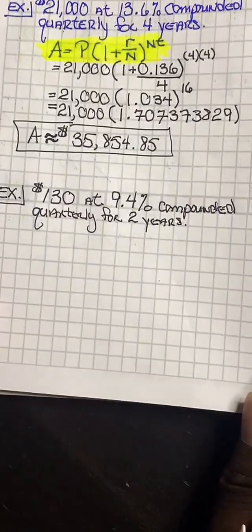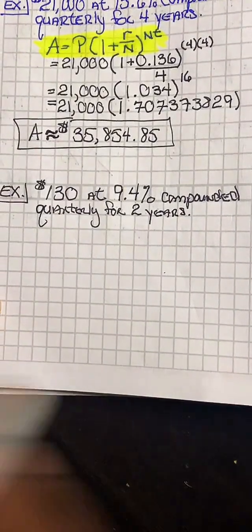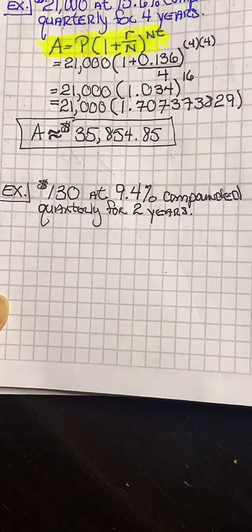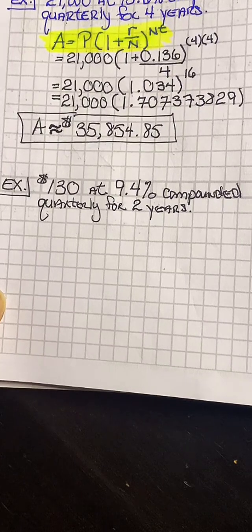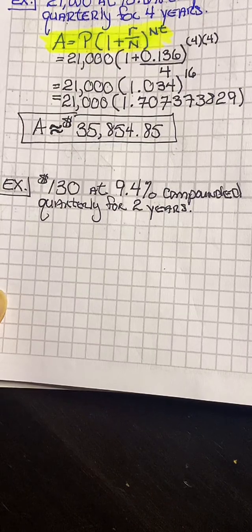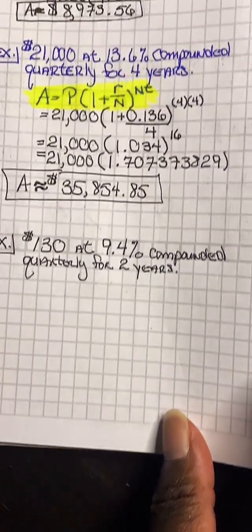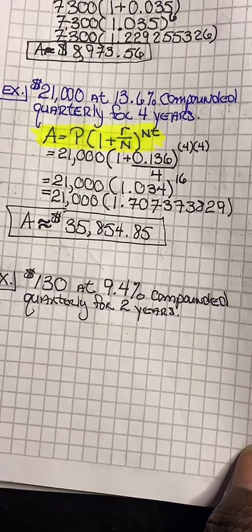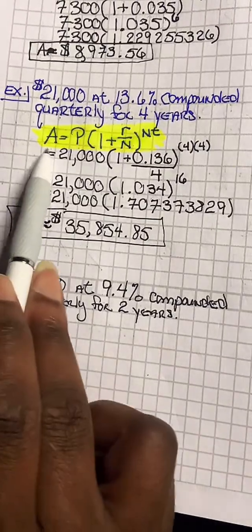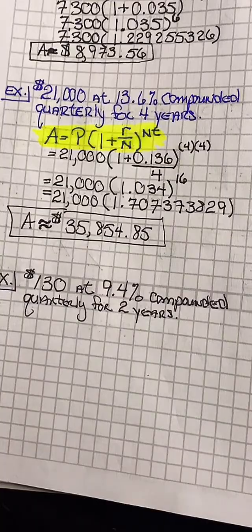Okay, so this is the one I want you guys to do. And then hold your answers because I want to see your final answer all together. So we have $130 at 9.4% compounded quarterly for 2 years. Okay, let me lower it down a little bit so you can see the formula that we're using, which is highlighted in yellow up at the top.